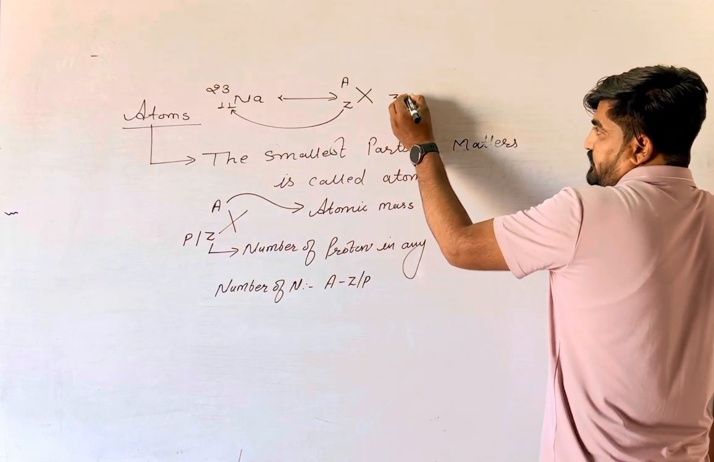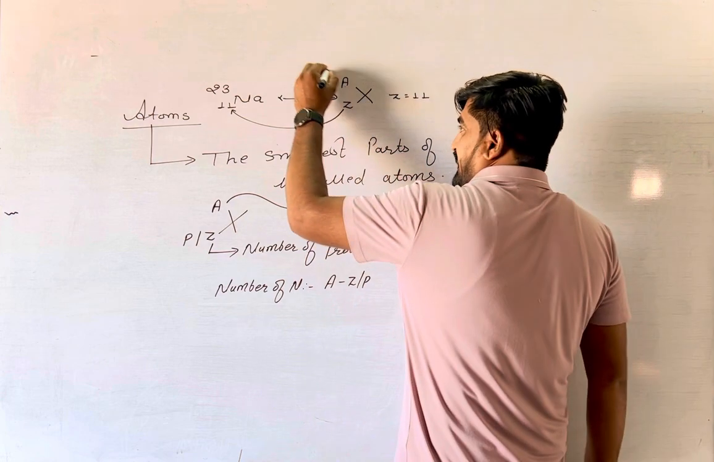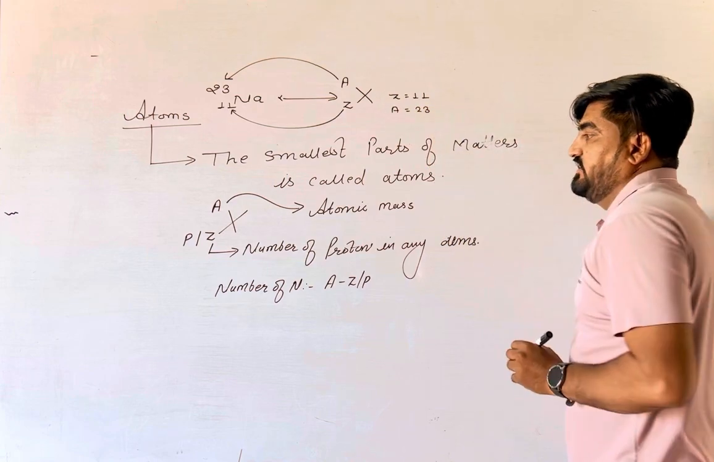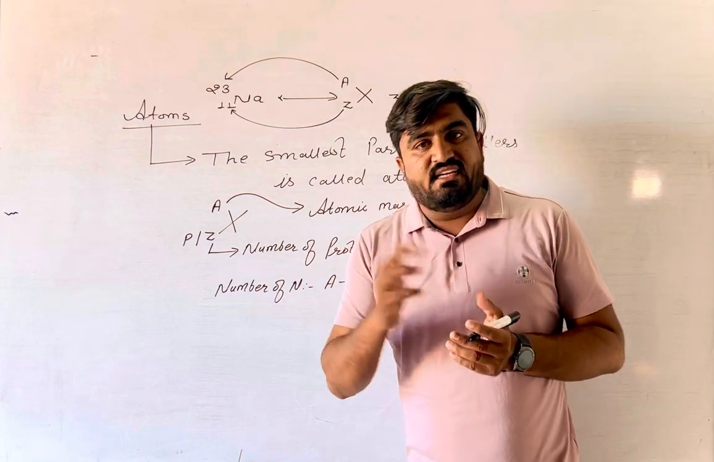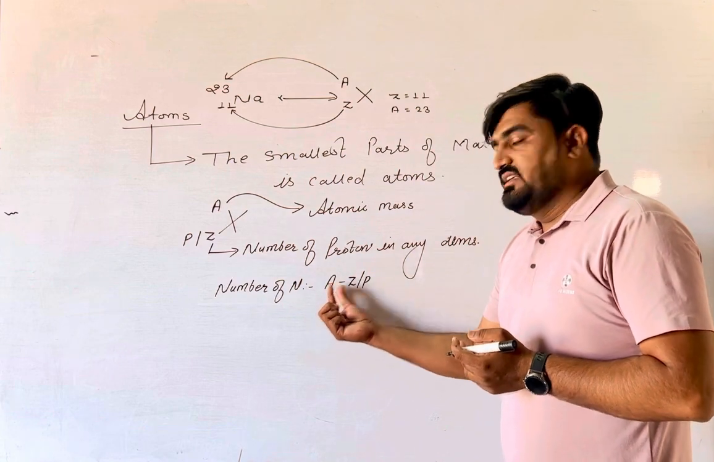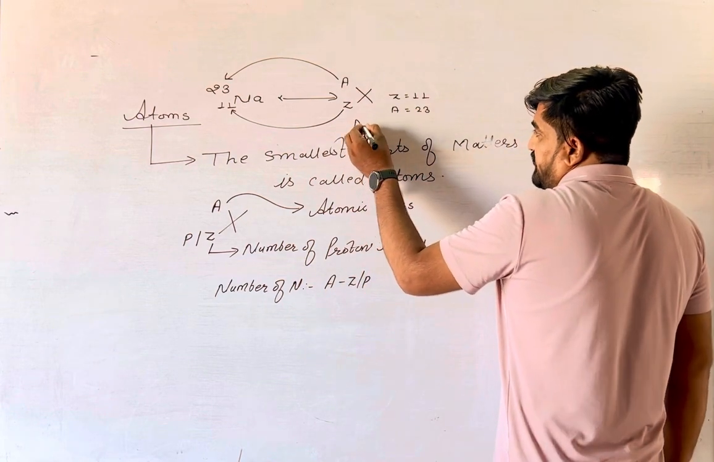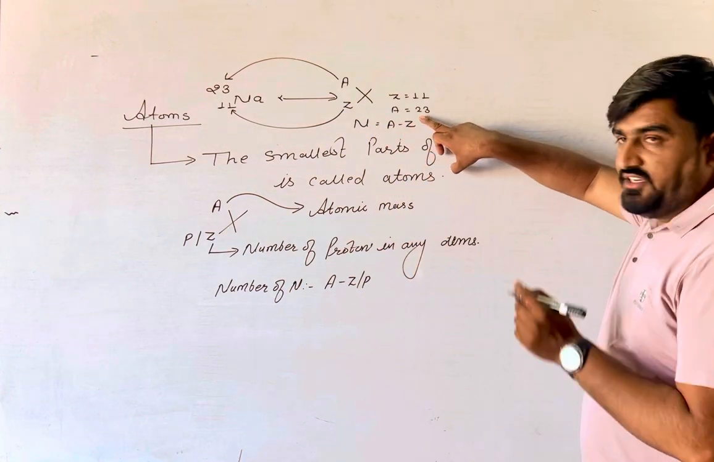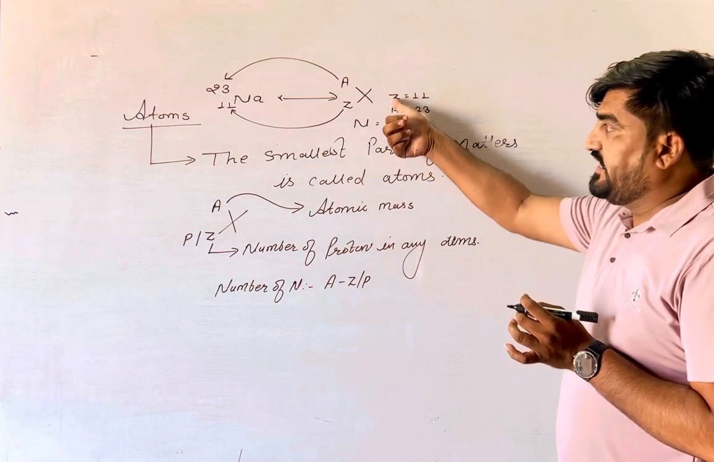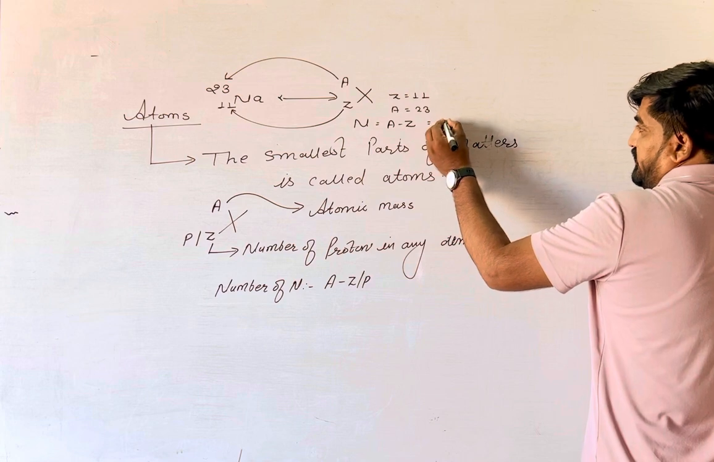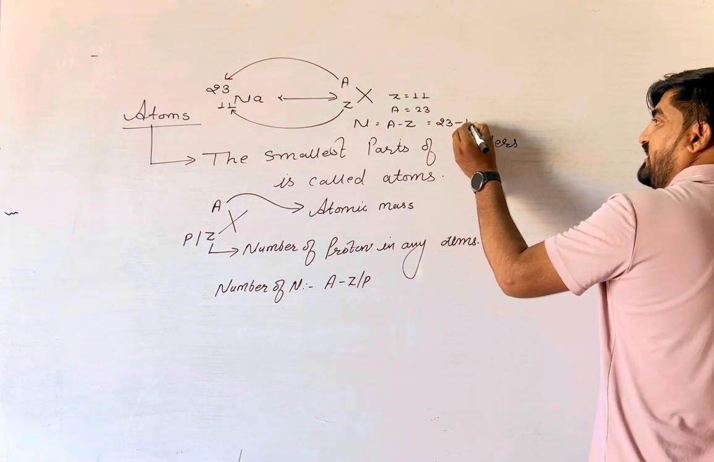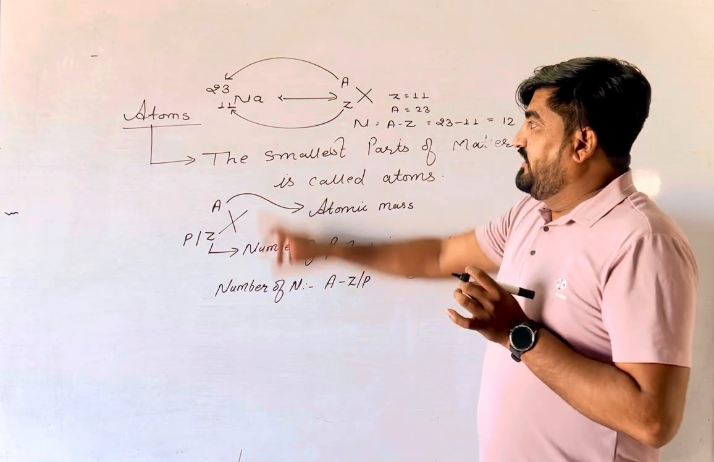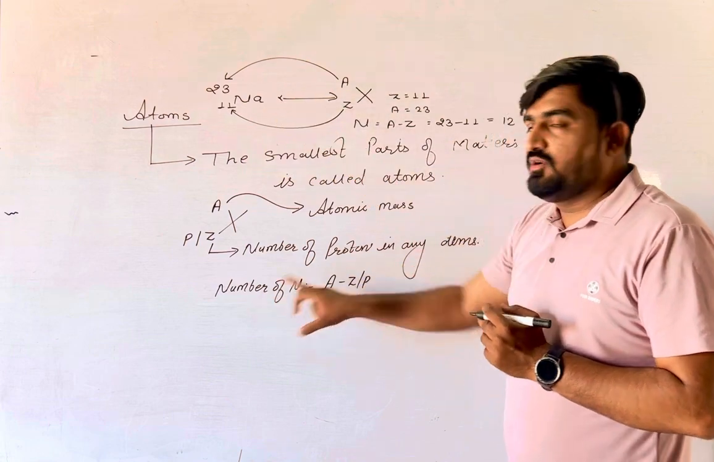Z is equal to 11, and on the other side the value of A is equal to 23. And the final value of neutrons in any atom uses this formula: the number of neutrons is equal to A minus Z. The value of A is given as 23, and on the other side the value of Z is 11. 23 minus 11. Finally, we get the number of neutrons in an atom of sodium using this formula.